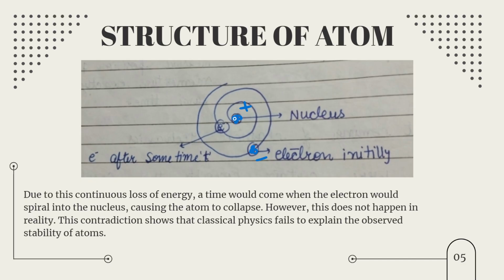Now, due to this continuous loss of energy, a time would come when the electron would spiral into the nucleus, causing the atom to collapse. However, this does not happen in reality. So, this contradiction shows that classical physics fails to explain the observed stability of atom. I hope you understand the concept.